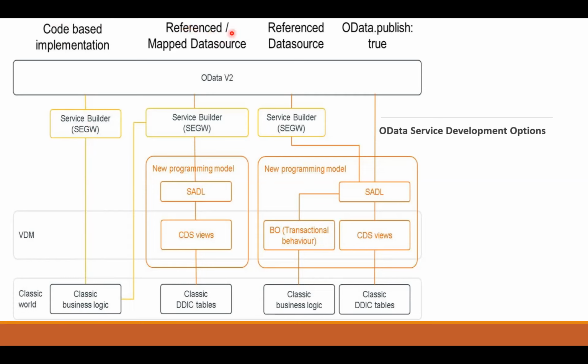But moving to the next one, referenced or mapped data source. This one we are about to see. This is one of the topics where, depending on SEGW gateway services, we will see this. But here we will need to create some CDS views to make use of these referenced or mapped data sources. And without CDS also, we have some options available. We will see those referenced or mapped data source ways of implementation.